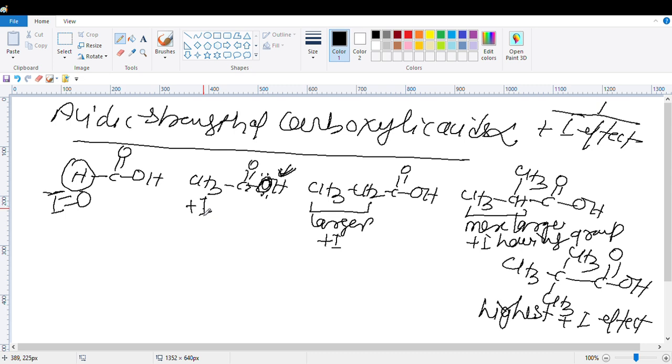So more plus I having group, more negative charge density on oxygen. More plus I effect, more negative charge density on oxygen. With the highest plus I effect, there is the highest negative charge density on oxygen, which makes the removal of H positive most difficult, and this will become the weakest acid.